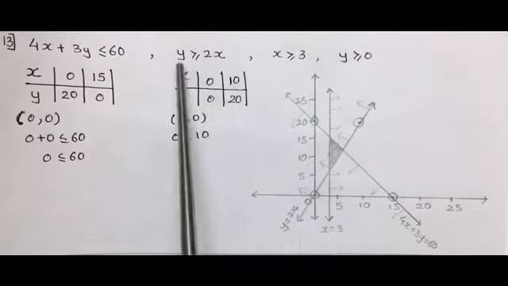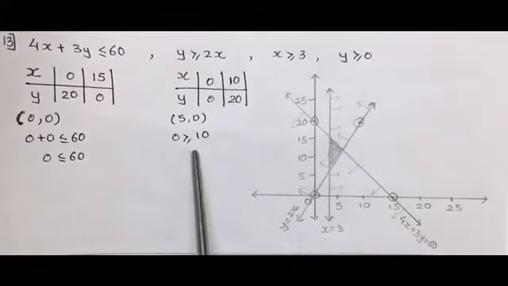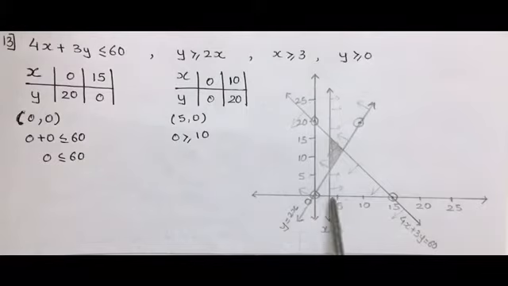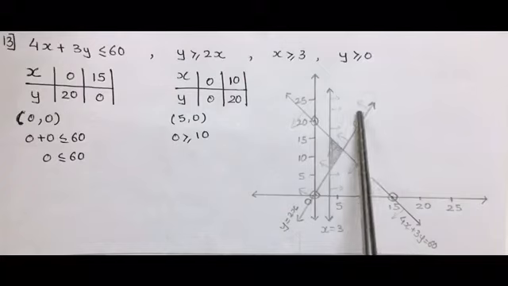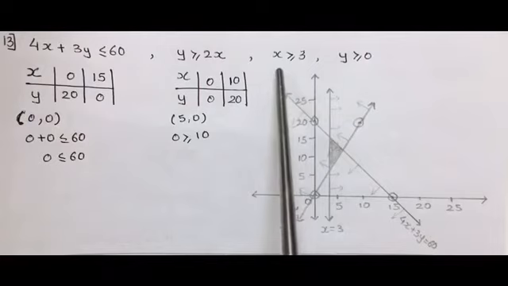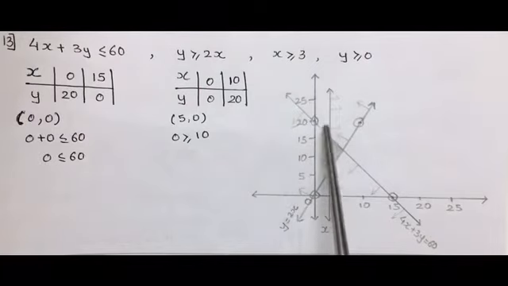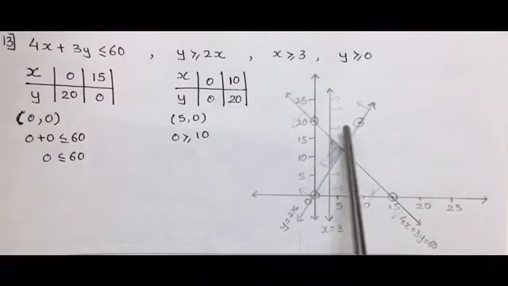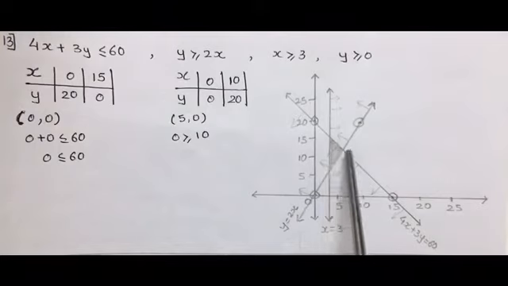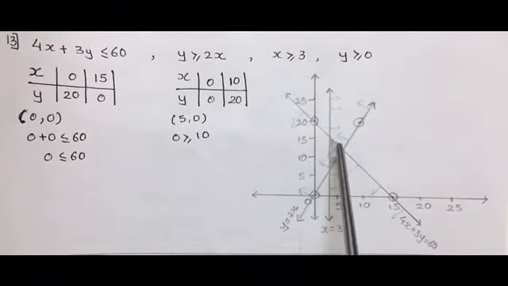Keeping it in the inequality, we get 0 is greater than or equal to 10, which is not correct. So the opposite side is being shaded. So the arrows are being drawn opposite to the 5, 0 point. X greater than or equal to 3. So drawing the line x equal to 3, all the points towards the right of 3 are to be taken up as x is greater than or equal to 3. So if you check it, this triangle will be the common region of all the three lines.